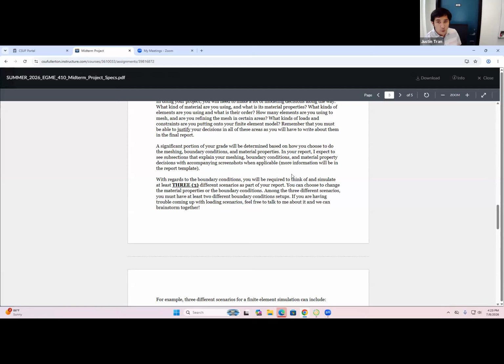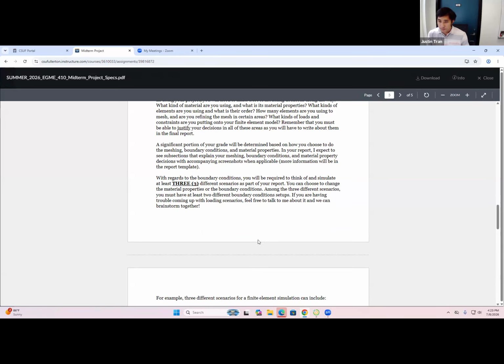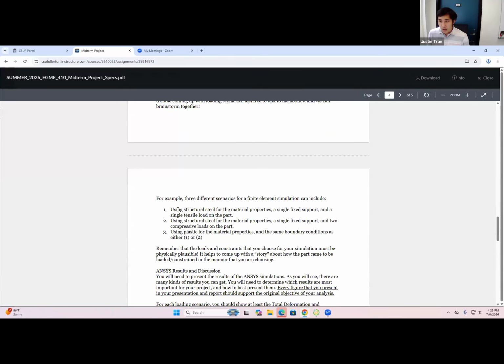But for the midterm project, I am going to let you change one of the material properties and have that count as a different scenario. So, for example, here's a good way to do 3 different scenarios. In scenario 1, you can use structural steel for the material properties, a single fixed support, and a single tensile load. I would consider that to be one configuration of the boundary conditions and the material properties.